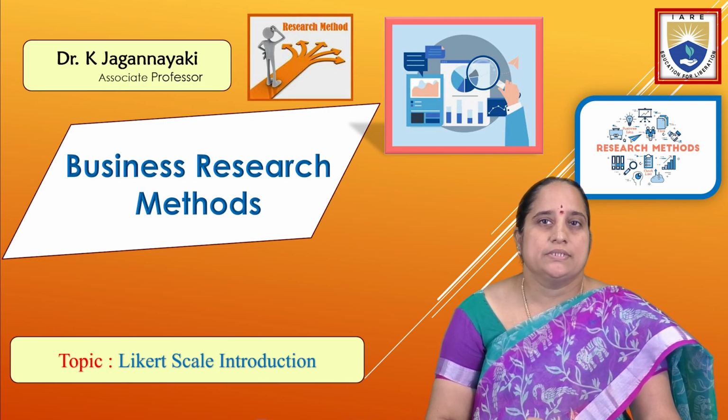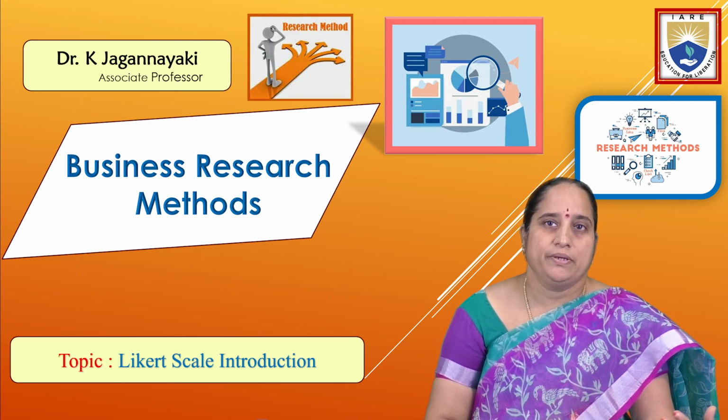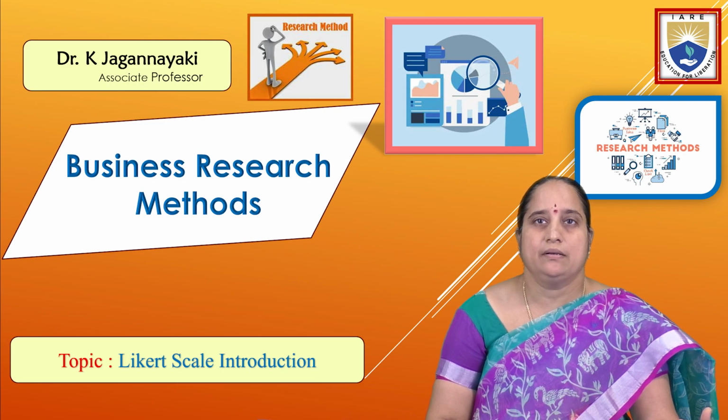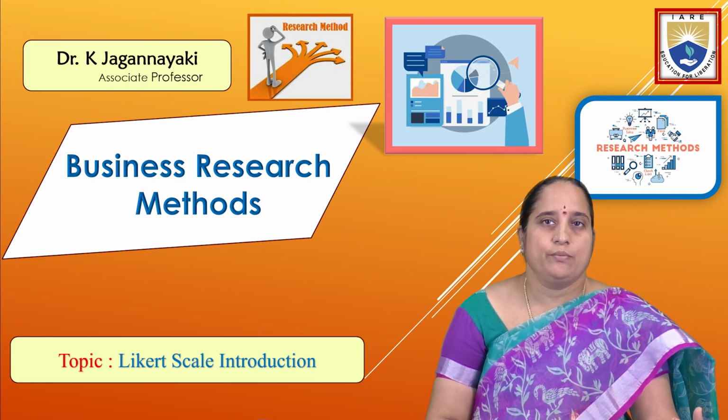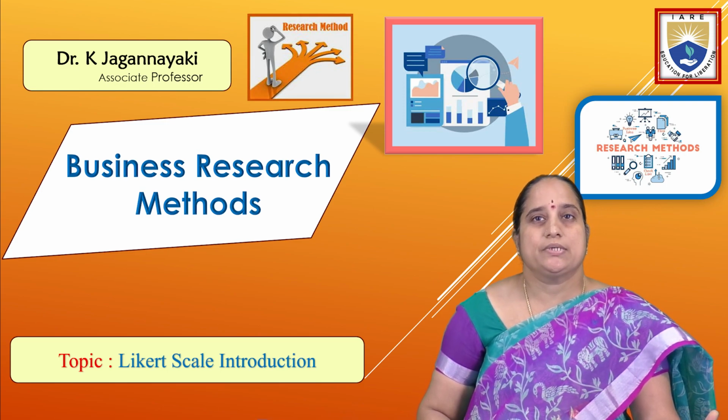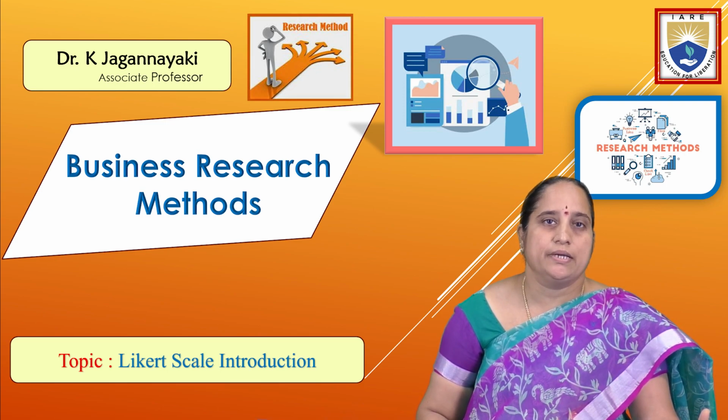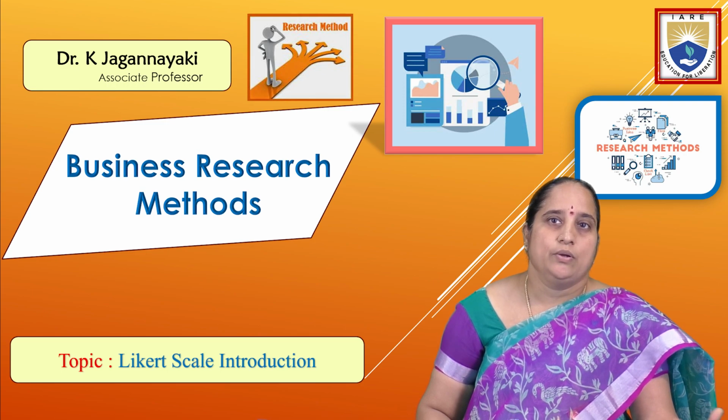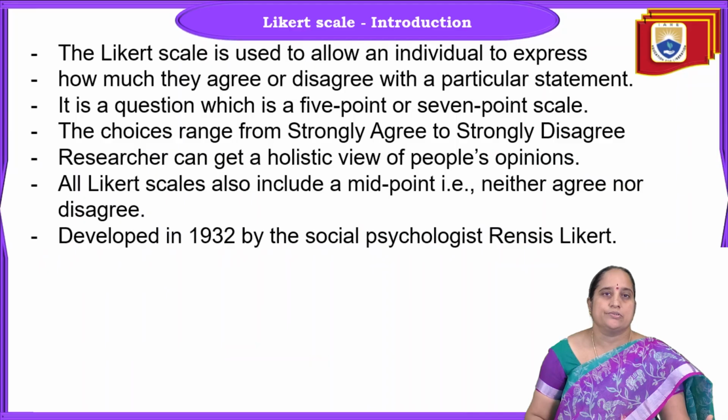So today I would like to discuss about Likert scale. In the previous class we discussed about Guttman scale. Like Guttman scale, even Likert scale is also one of the unidimensional scales. Especially this kind of scale is used to measure the attitudes or behaviors of individuals in social science research.